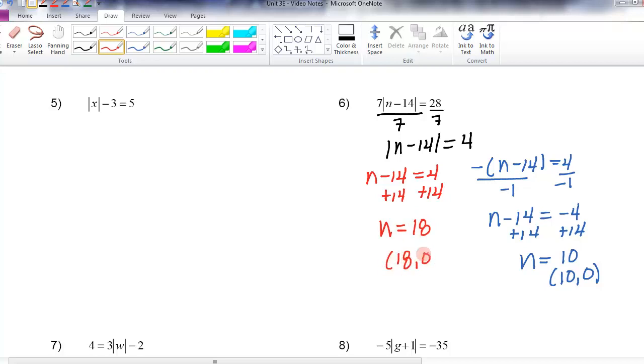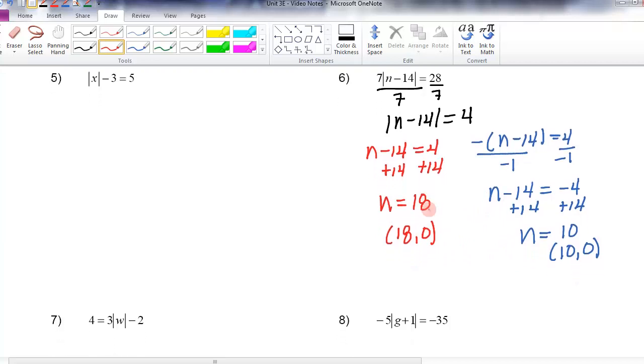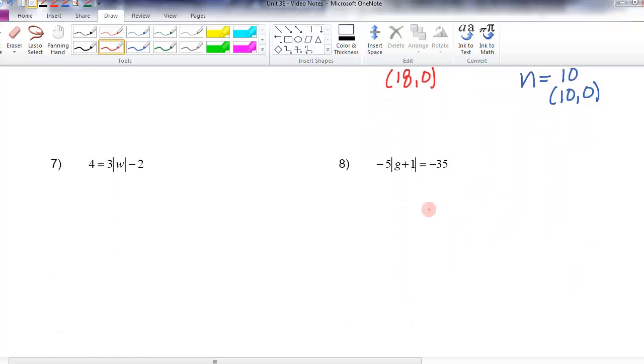All right, so if we go back and solve this one, it's only a single step. If I add 14 to both sides, we find out that n's equal to 18, or the point 18, 0. All right, so pretty simple procedure. Again, solve for the absolute value, isolate it by itself. Step 2, write it as a positive and a negative, and then finally solve for the variable. All right, so that's with an equation.